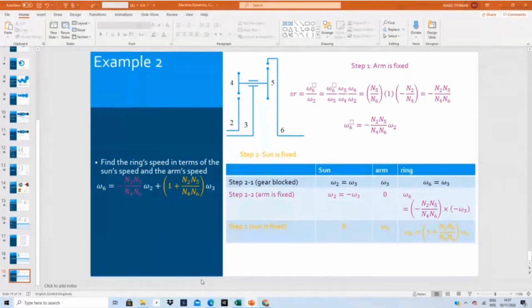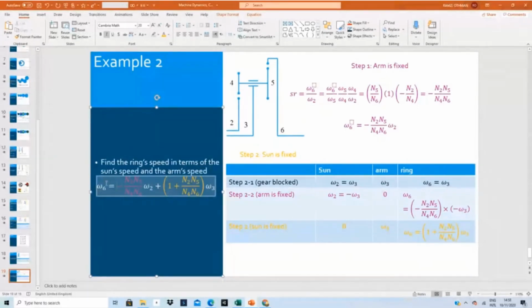Now imagine the inputs here are 2 and 6, and you would like to have omega 3. Now here, when we establish this one, I can consider any two inputs. But this relation between omega 6, omega 2, and omega 3 is true for any inputs. So if my question was, what will be the omega 3 in terms of omega 2 and omega 6, I can work exactly the way assuming 2 and 3 inputs, and later on I will invert this equation.